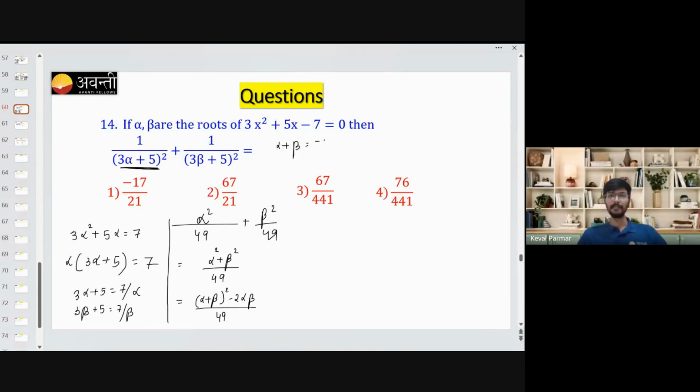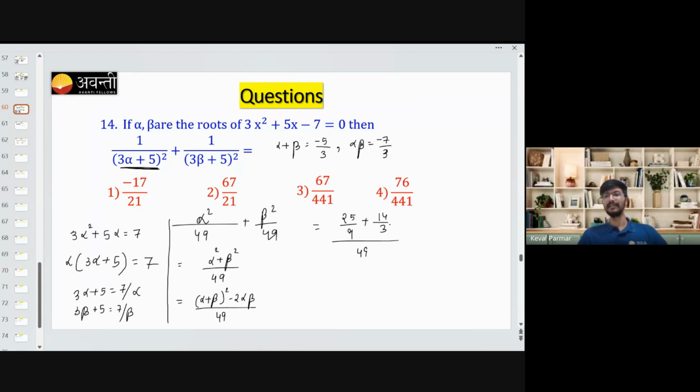Is minus b by a, and the product of the roots, what is alpha beta? It is c by a. Correct. So what do we have here now? Alpha plus beta, the whole square. So we'll get 25 by 9 minus plus 14 by 3 upon 49.